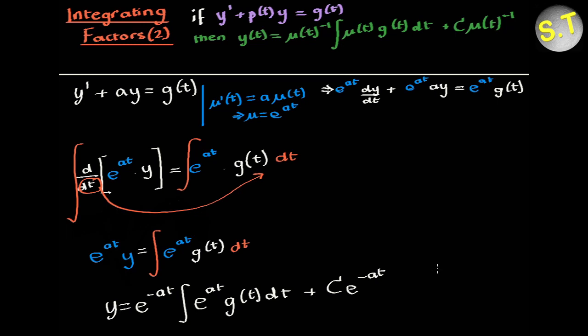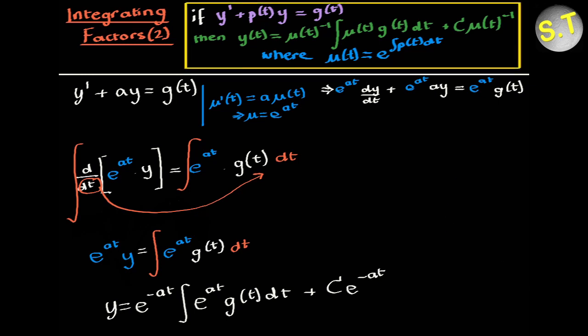So if we assume that mu of t is real and greater than 0, this also means that our integrating factor will always be where mu of t is the exponential of the integral of our p of t dt, where p of t is given here.